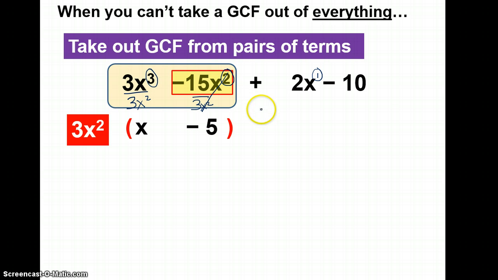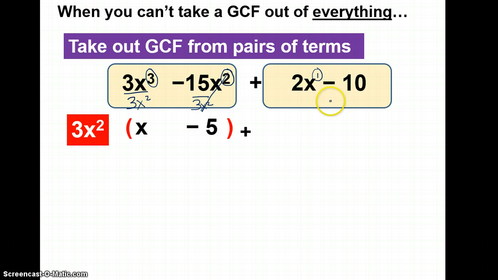Negative 5 times. All right, let's do the same thing over here. What's a multiple I can take out of both? Okay, so 2 I can divide, because they're both even, right? I can divide by 2. So let's do that for the first one. If I divide by 2, what will I be left with? An x, good. And if I divide by 2, what will I be left with here? Negative 5, right?